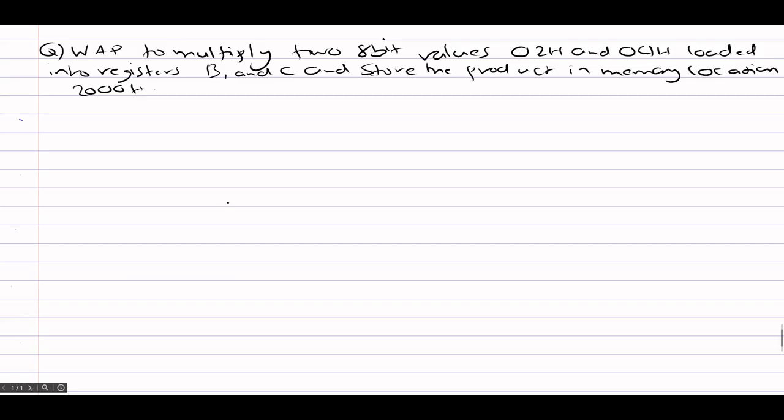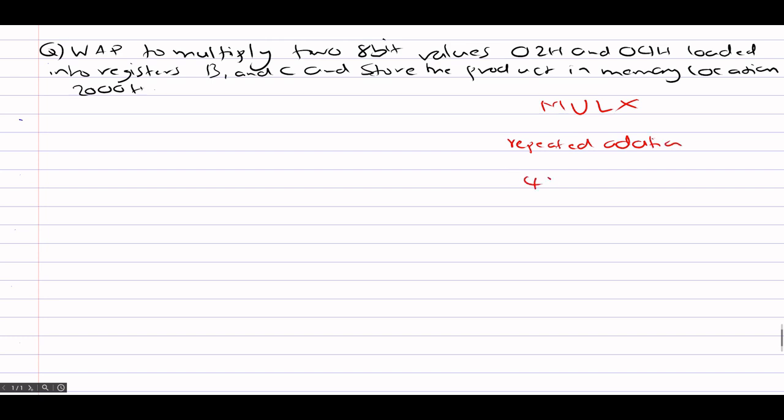In this video, we are asked to multiply two 8-bit numbers 02H and 04H, which are loaded into registers B and C, and store the product in memory location 2000H. Okay, so how do we proceed with this problem? Remember that we don't have any instructions like mul here. So what we need to do is perform repeated addition.